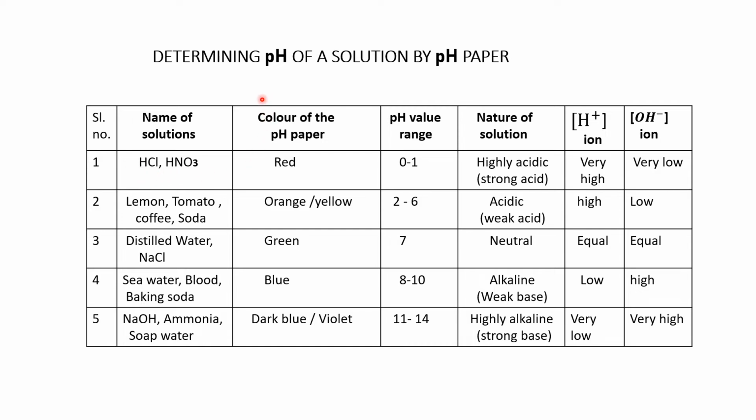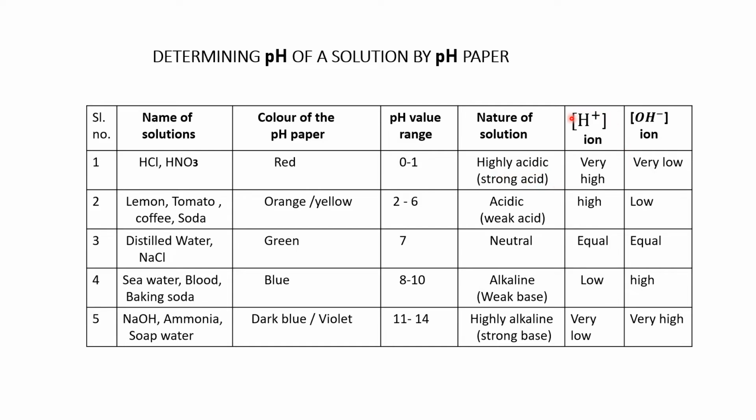When they are added to the pH paper, the color of the pH paper will become red. It indicates that the pH lies between 0 to 1. We cannot say the exact pH, but rather we can say the range of the pH, somewhere between 0 to 1. Now what is the nature of the solution? The nature of the solution is highly acidic, it is a strong acid.